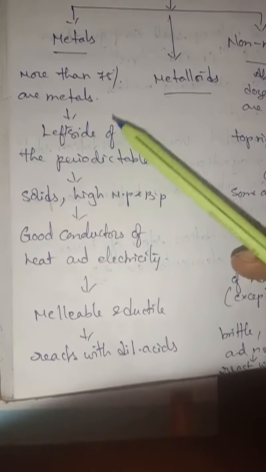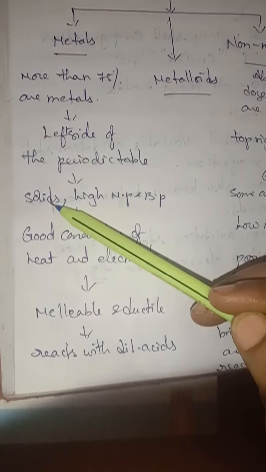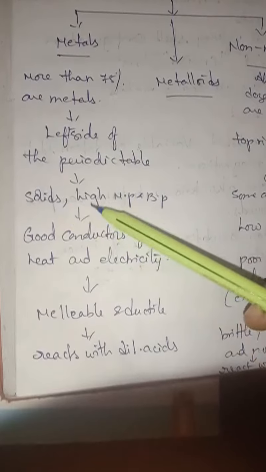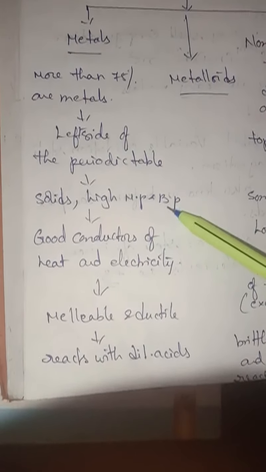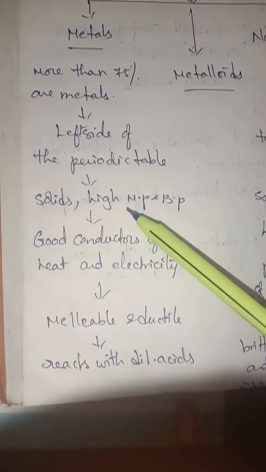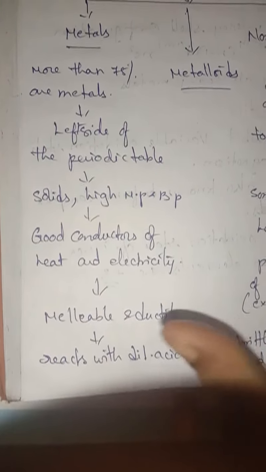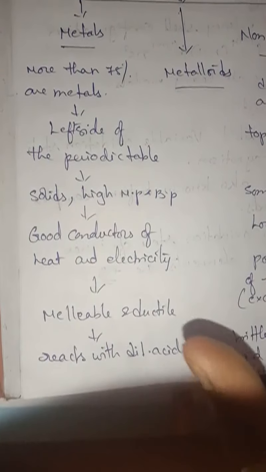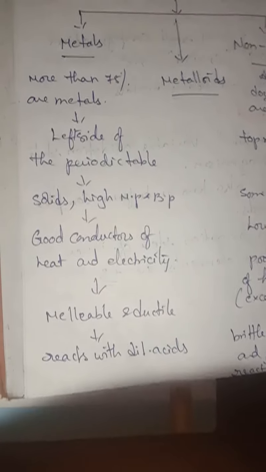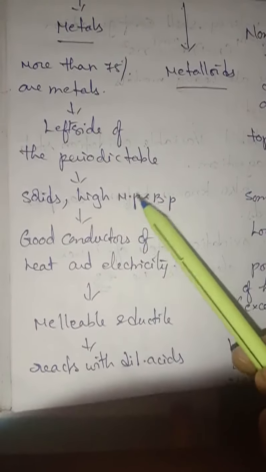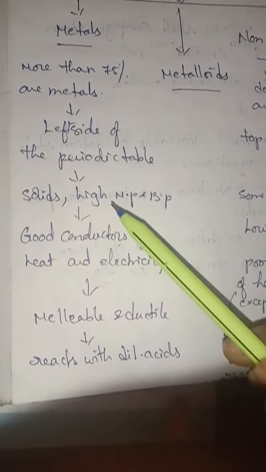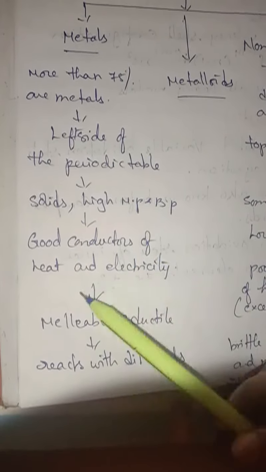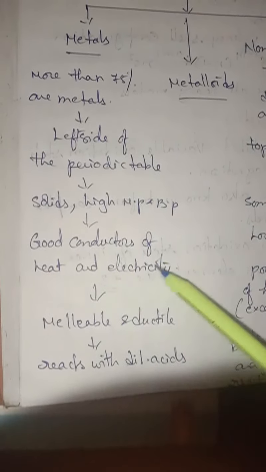All metals are solid at room temperature. When they are solid at room temperature, they automatically have high melting and boiling points. To liquefy metals like iron, it takes a lot of time and a lot of temperature, isn't it? That is why they have high melting and boiling points. And as they are solids with high melting and boiling points, they are good conductors of heat and electricity.